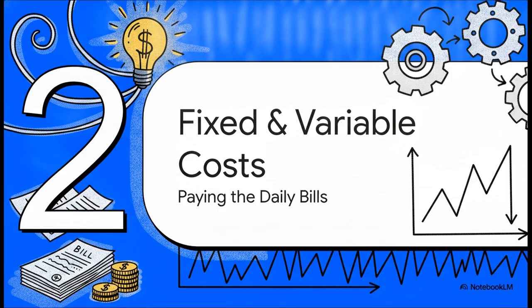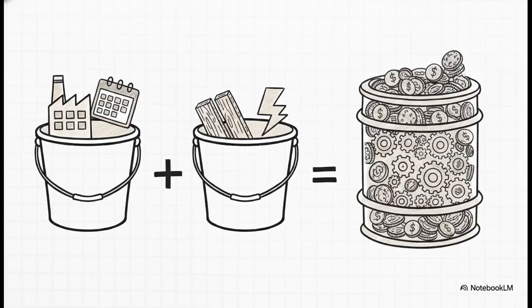Moving on to Section 2, Fixed and Variable Costs. Time to pay the daily bills. So, transitioning from just starting the business to the gritty reality of actually running the thing day to day, we can toss Mr. X's total costs into two main buckets. First, we've got total fixed costs, or TFC. These are completely unavoidable, totally regardless of his output. If his factory produces exactly 0 units this month, he still has to pay the rent and his administrative staff's salaries. Then we have total variable costs, or TVC.